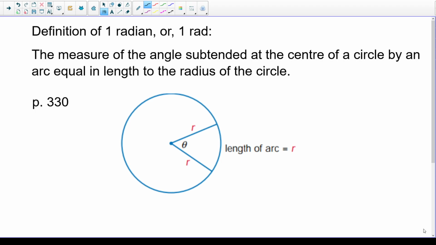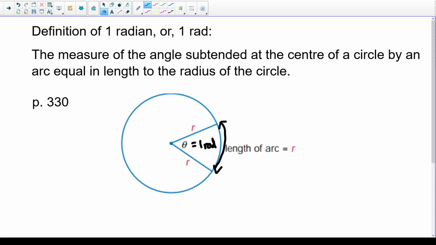But this is what 1 rad is, okay? If you take any circle, create an arc length between 2 radiuses of the circle. So this angle is subtended by that arc length. If that arc length is equal to the radius, this angle is 1 rad. That's the actual definition for a radian.